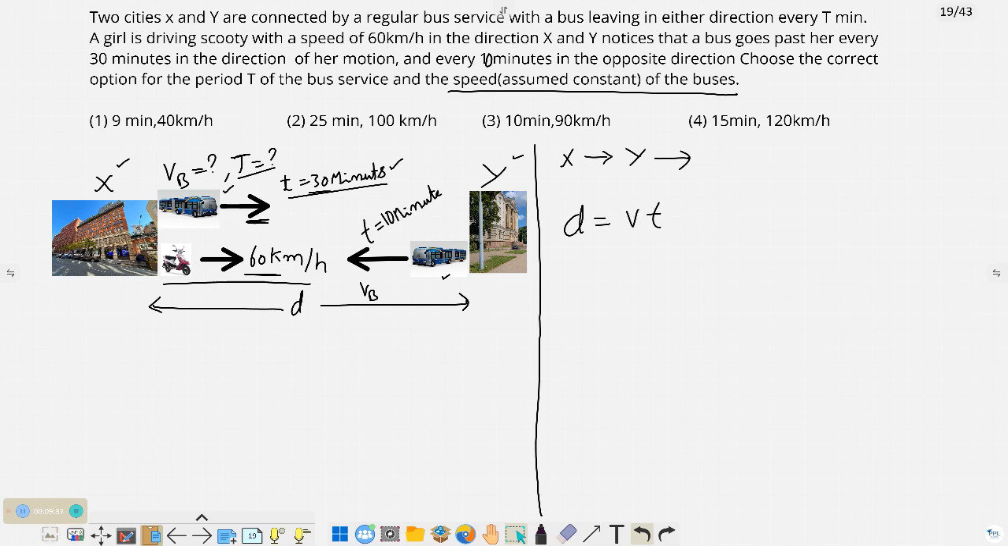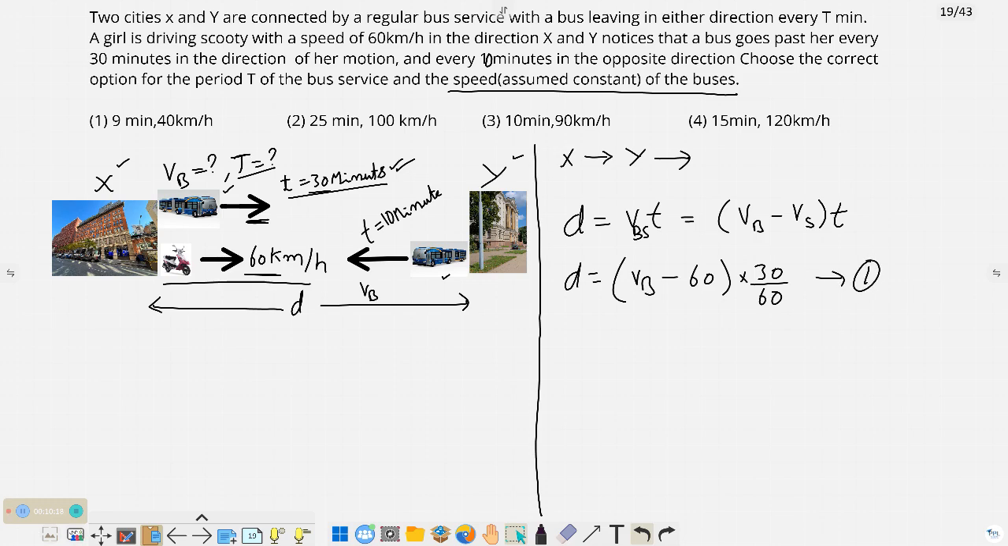In this case, both the bus and scooty are relatively moving. So take the velocity of the bus with respect to the scooty. That becomes velocity of the bus minus velocity of the scooty, into the time to cross. So the distance d is equal to the velocity of the bus, which is not given and which we need to find, minus the velocity of the scooty, 60 kilometers per hour, the SI unit, and the time. Every 30 minutes it is crossing, so 30 minutes, which you have to convert into hours, that is 30 by 60. Take this as equation number 1.